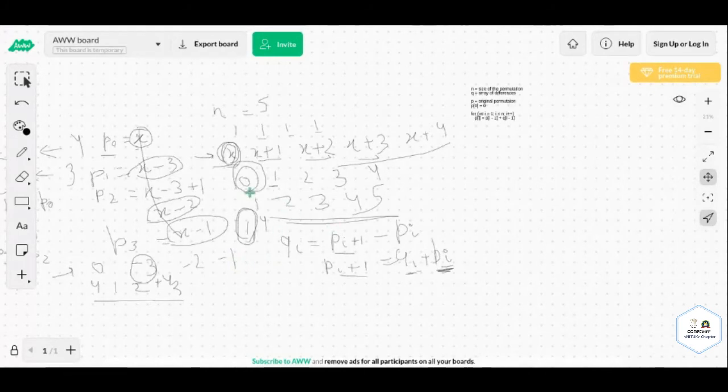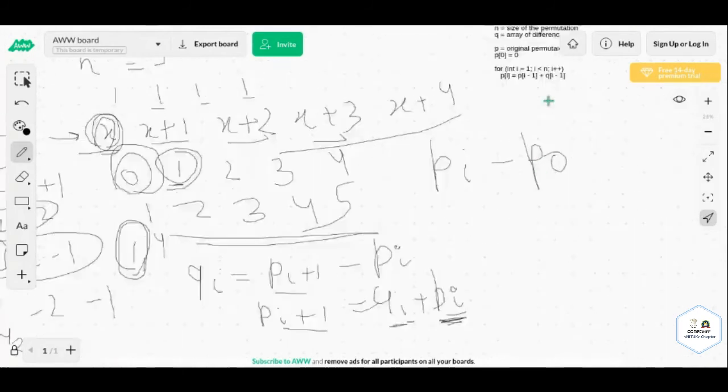Now what we need is to find the minimum of these differences. What are these values? These are differences between Pi and P0, the first element. Here minus 3 is what? The difference, the term that will come here minus the first term. These are the differences, so we need to find the minimum difference.